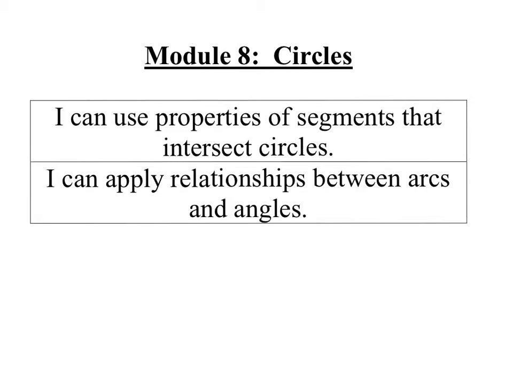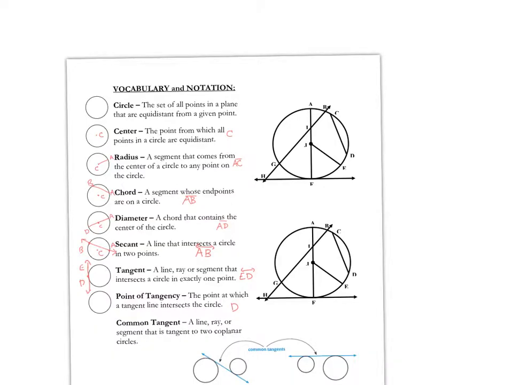Alright, so Module 8 is all about circles, and I've split it up into two. So the first one is we're just going to talk about using properties of segments that intersect circles. So we have a lot of vocab in circles.